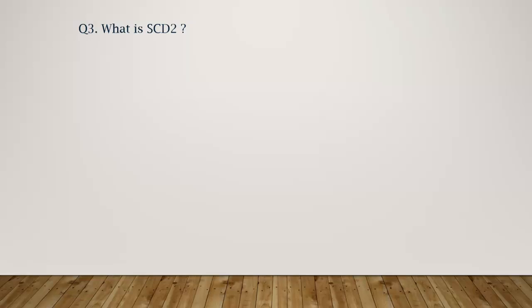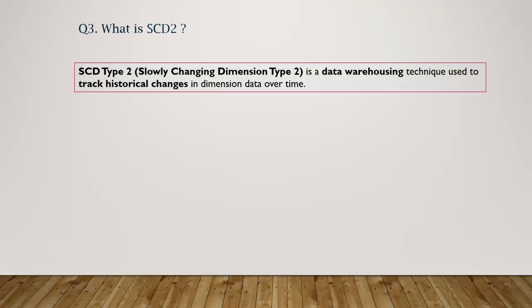So the third question is, what is SCD2? SCD stands for slowly changing dimensions. There are types of SCD: SCD 0, 1, 2, 3, 4. So you can also learn about those and know the difference. But specifically in this set, it was asked what is SCD2. So you have to explain.